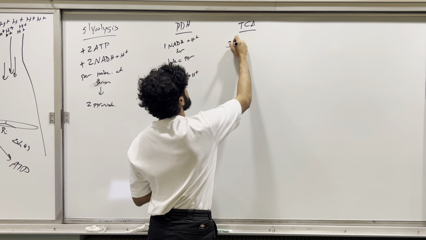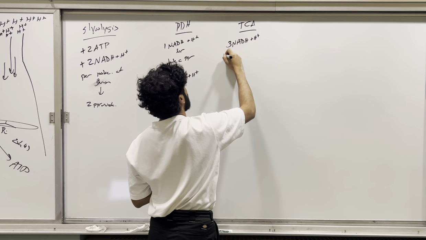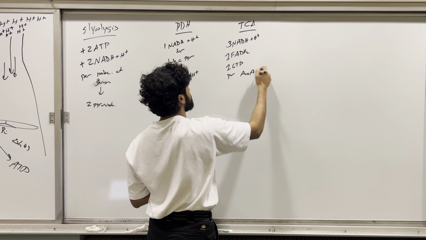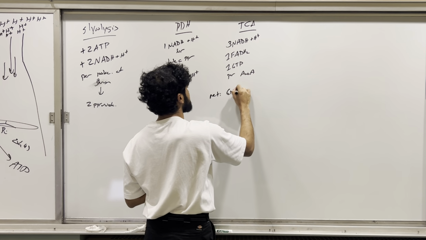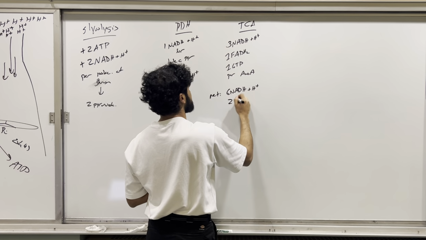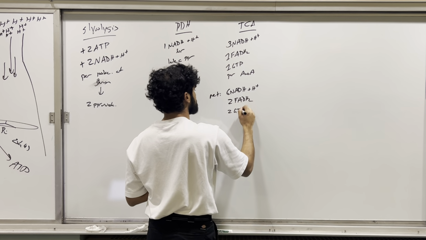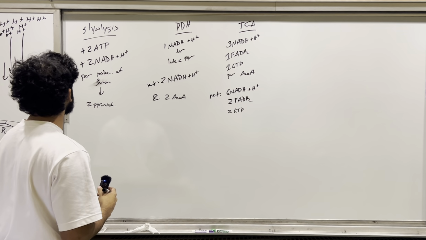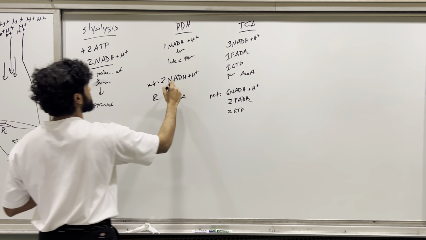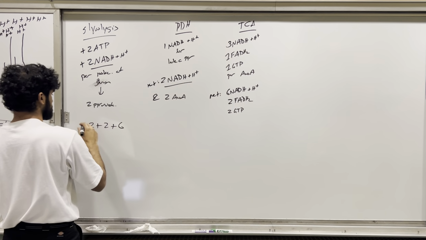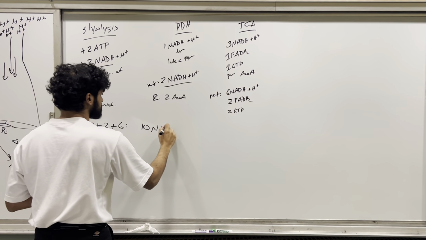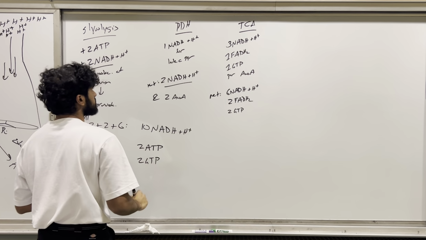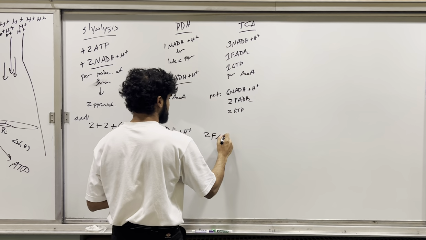The TCA cycle gives us 3 NADH, H+, 1 FADH2, and 1 GTP per acetyl-CoA. Multiply all that by 2, and you get a net of 6 NADH, H+, 2 FADH2, 2 GTP. And that's it. Your acetyl-CoA goes away in the form of CO2. Okay, so overall, we got 2 plus 2 plus 6 is 10 NADH, H+, 2 ATP, 2 GTP, and 2 FADH2.